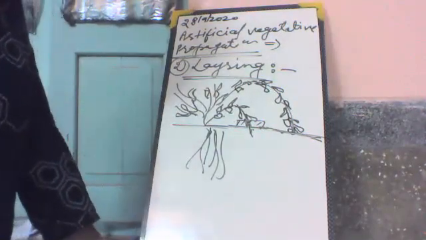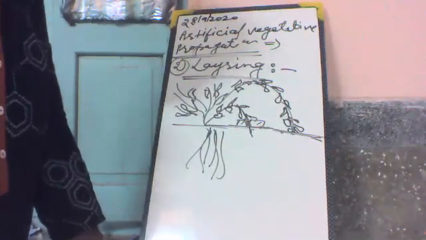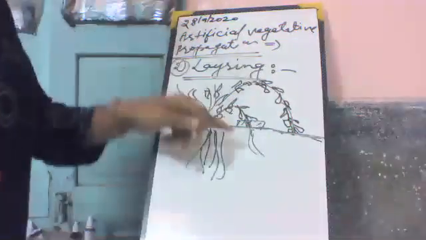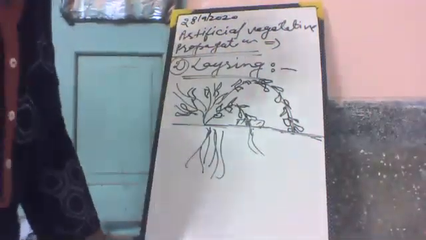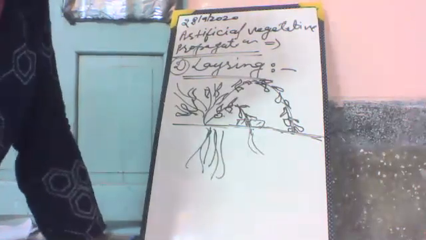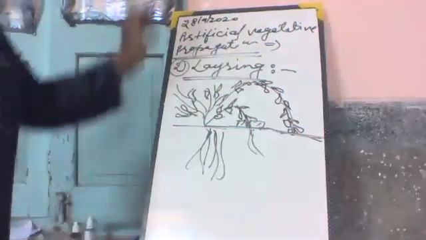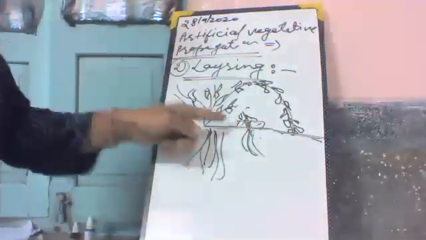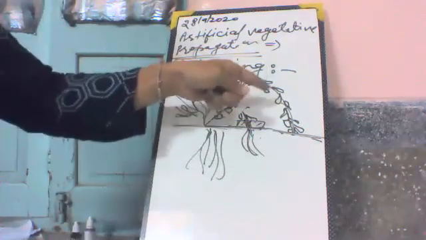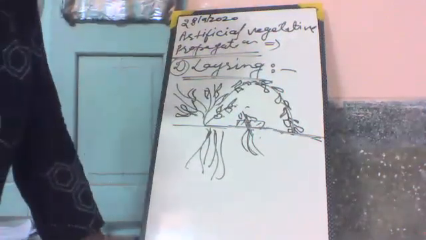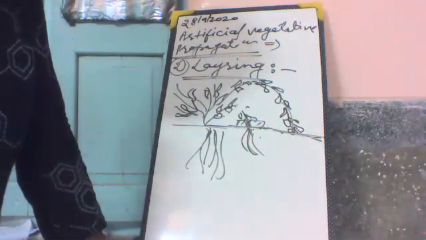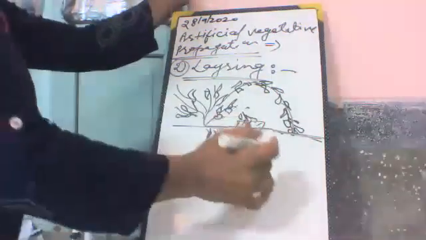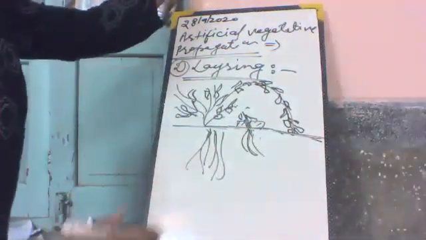In a few days, when the branch gives out roots, it is cut off from the main plant, and it grows into an individual plant. It then continues to grow as an independent plant. This method is used for the propagation of plants like mint.